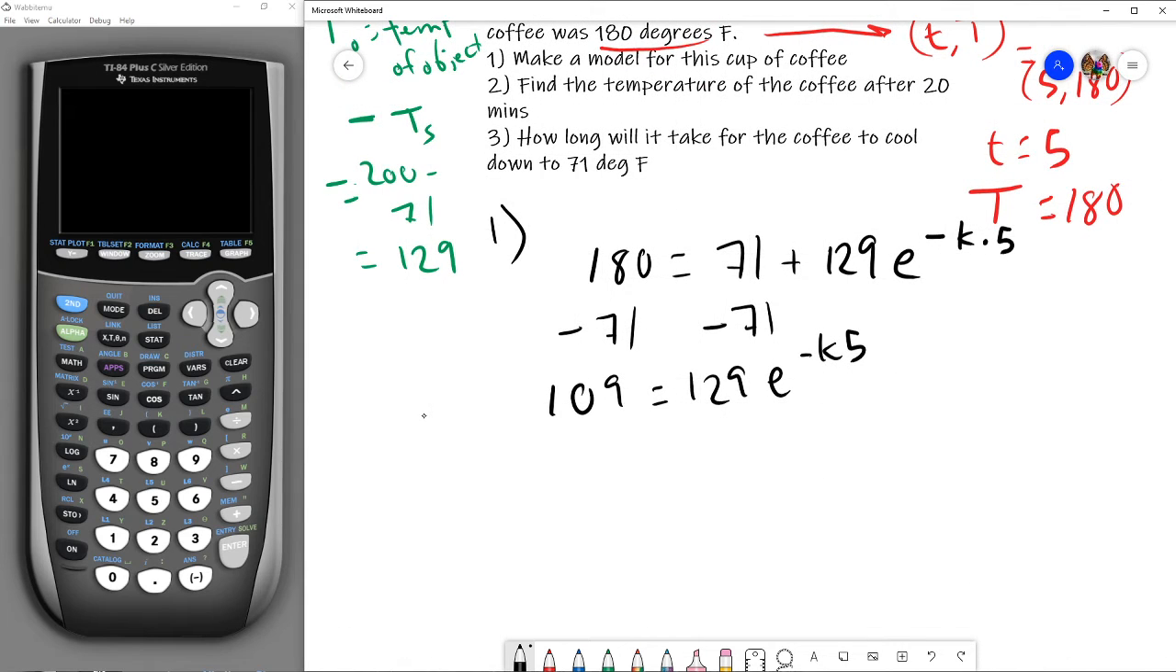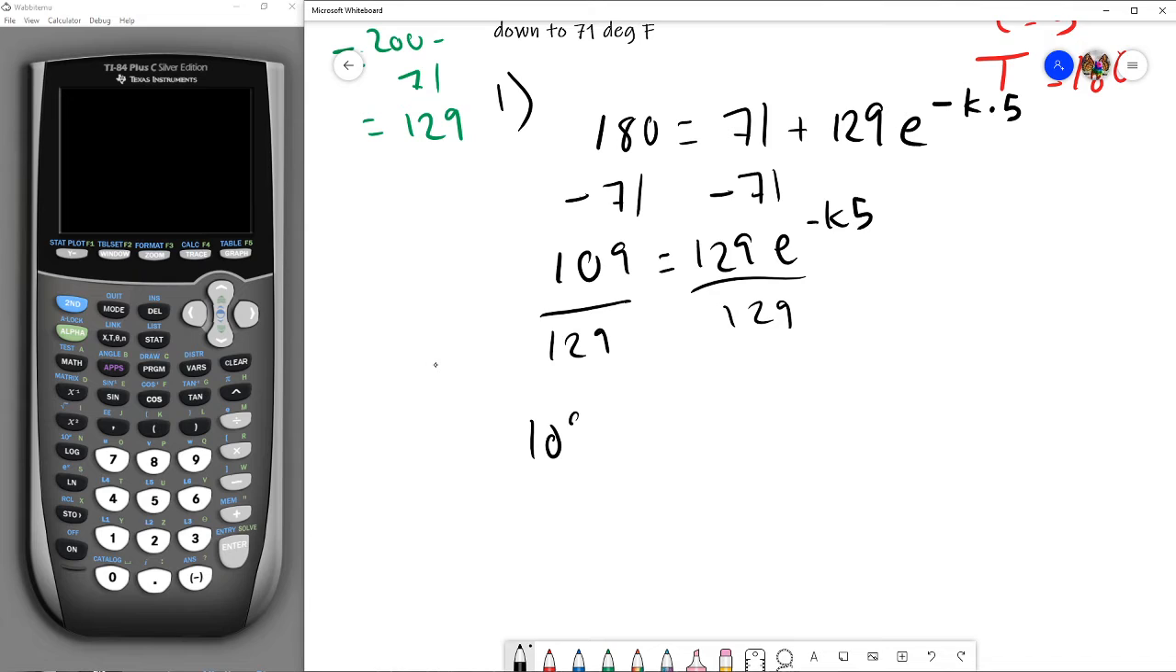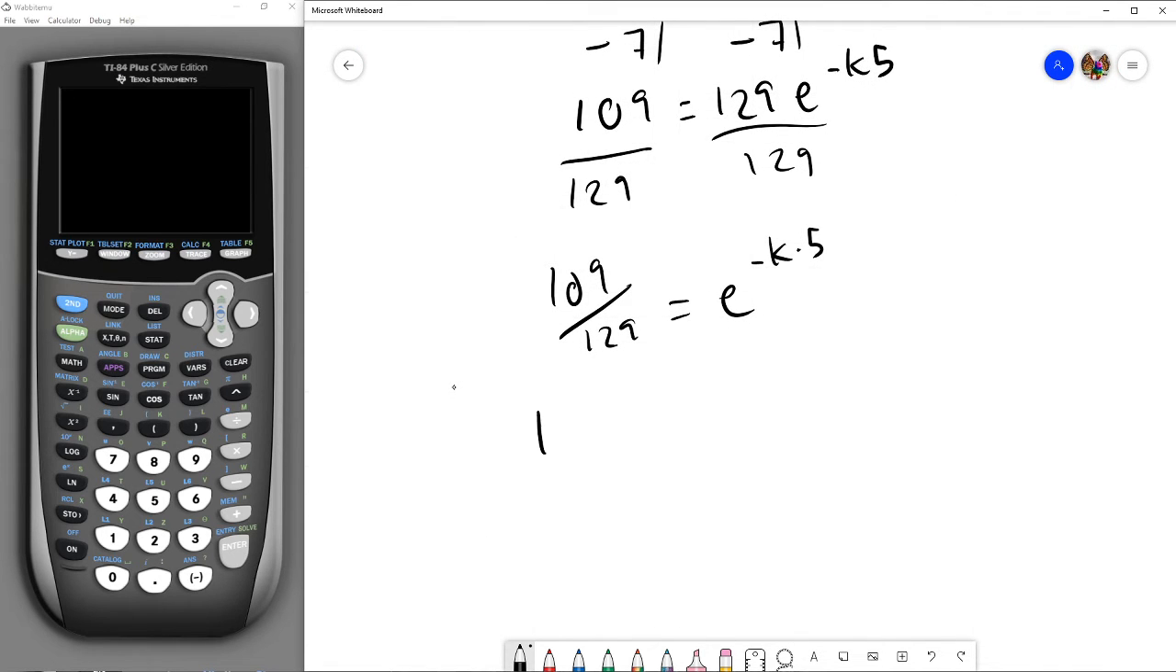Alright, so then we need to divide by 129, by 129. Then we have 109 over 129 is equal to e to negative k times 5. Now we need to take the log of both sides. We'll use natural log. So natural log of 109 over 129 will equal the natural log of e to negative k times 5.